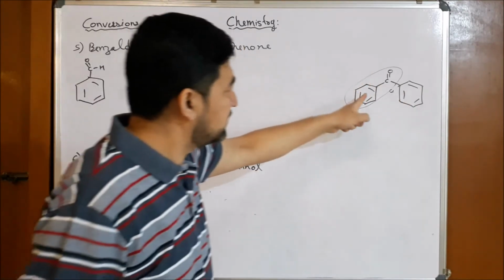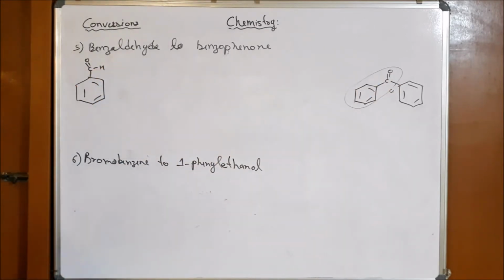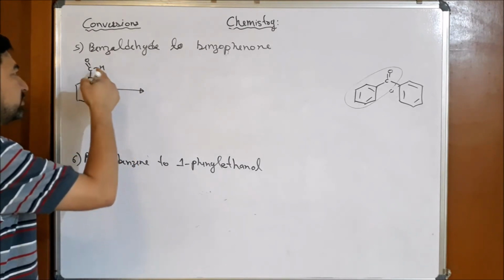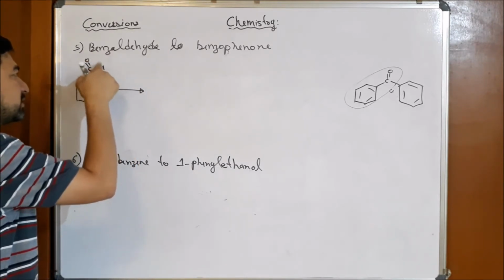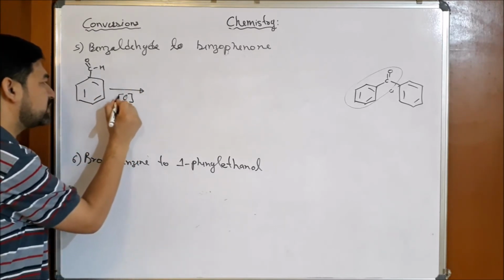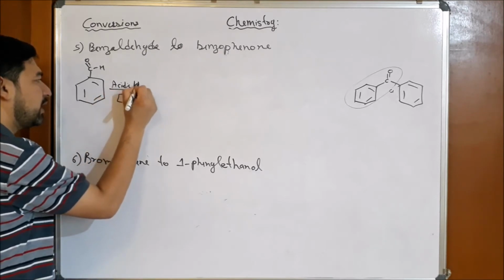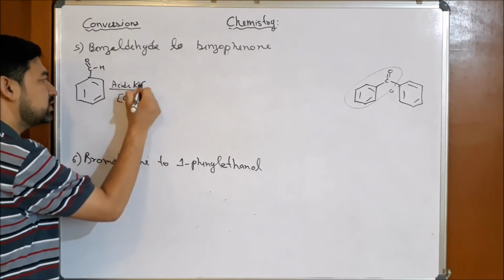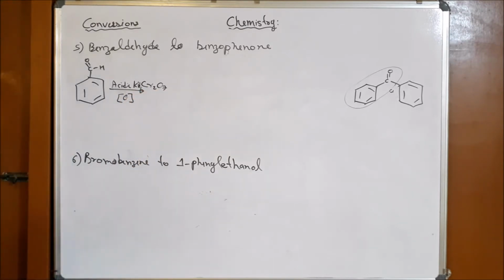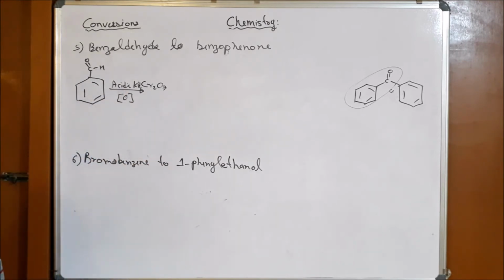So we need benzene with C double bond O Cl. So we need Cl here. How can we get Cl? First, you have to make this a carboxylic acid. So basically oxidation. You do the oxidation here with acidic K2Cr2O7. You can do it, or if you use alkaline KMnO4, that's okay.